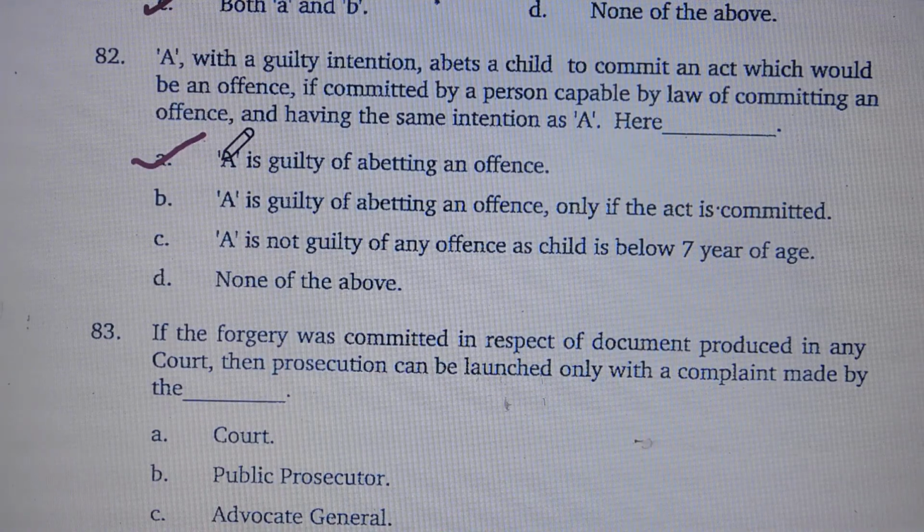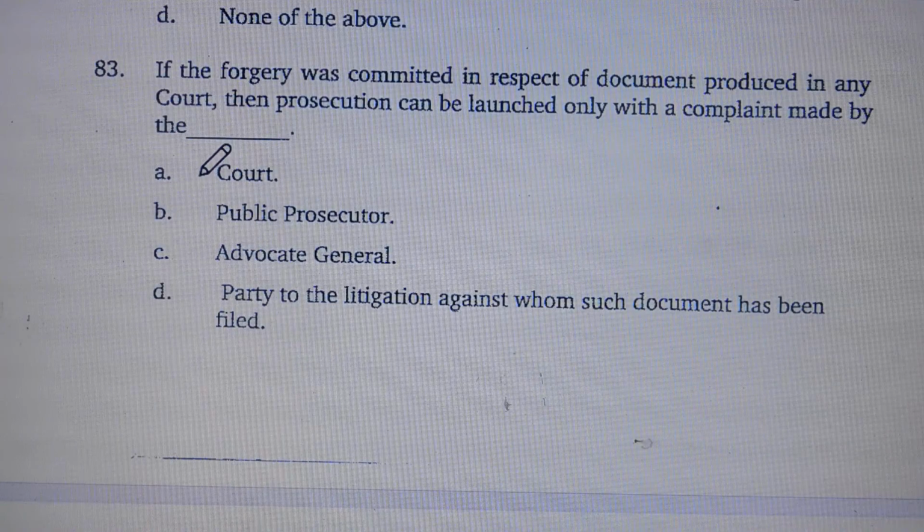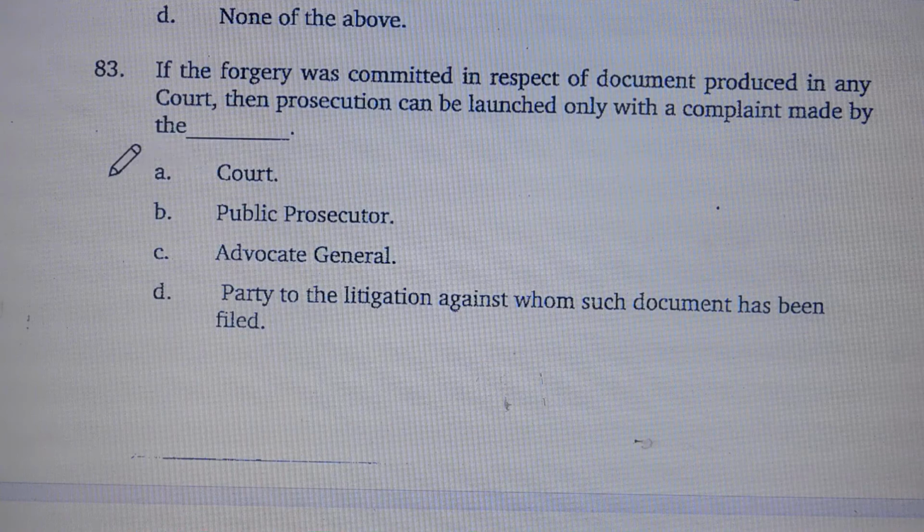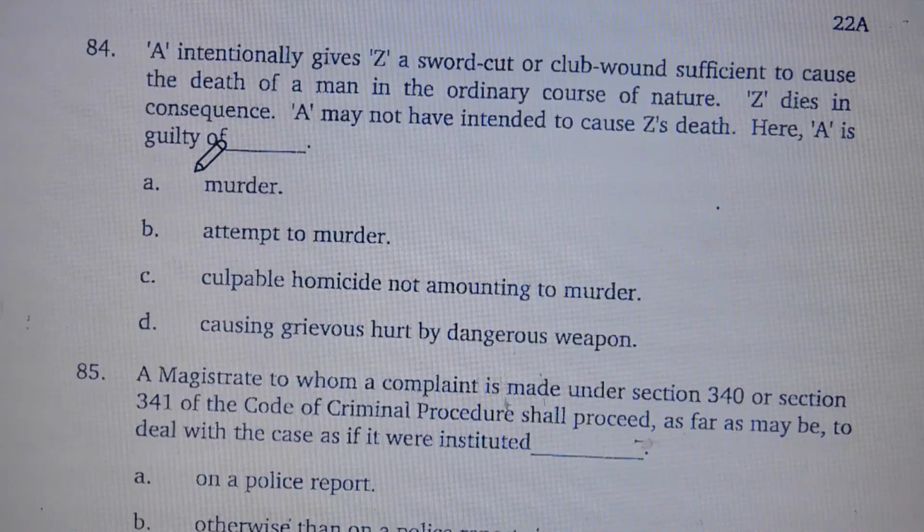Question number 83. If the forgery was committed in respect of a document produced in any court, then prosecution can be launched only with a complaint made by the dash. Answer is option number A. Court. Question number 84.